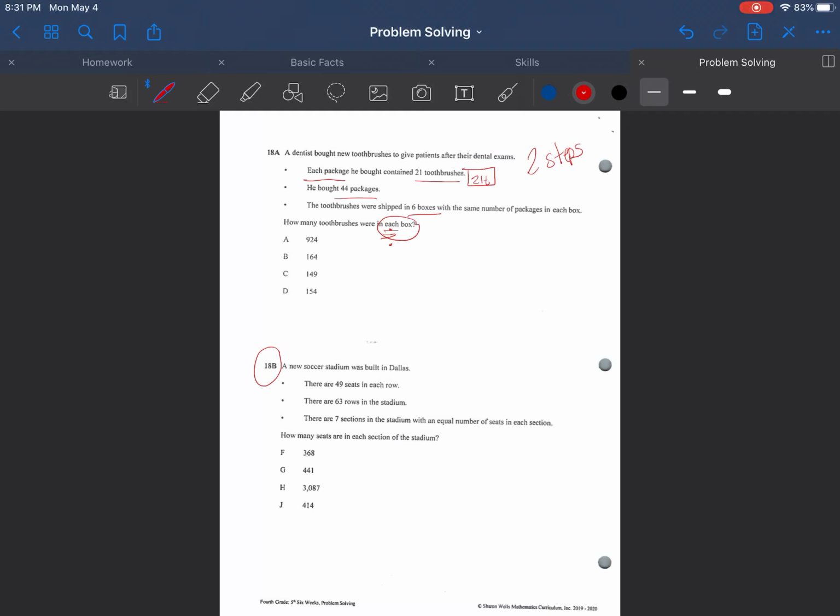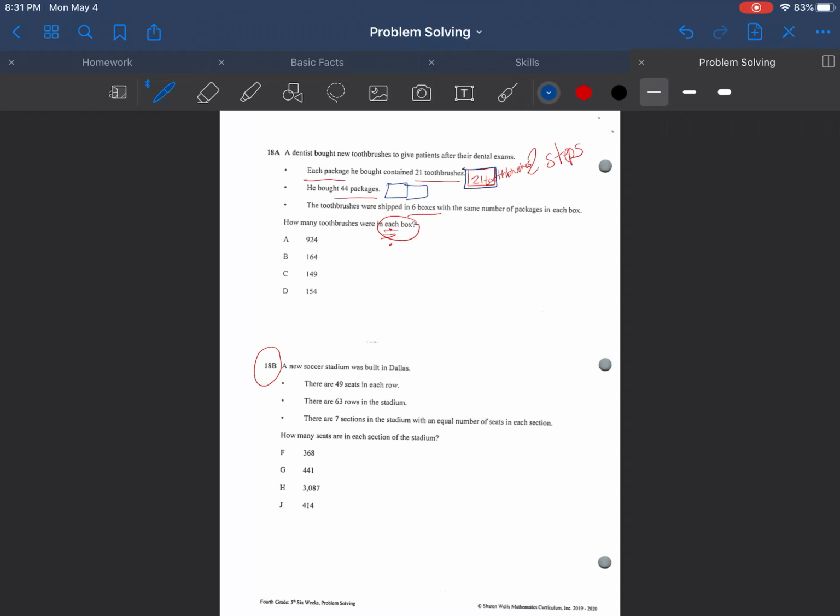It says that each package, so I'm going to draw that as a box. Each box he bought contained 21 toothbrushes. So each one of the boxes has 21 toothbrushes. And I don't like my drawing. I'll leave it like that.